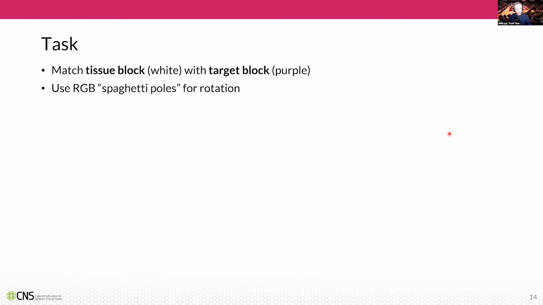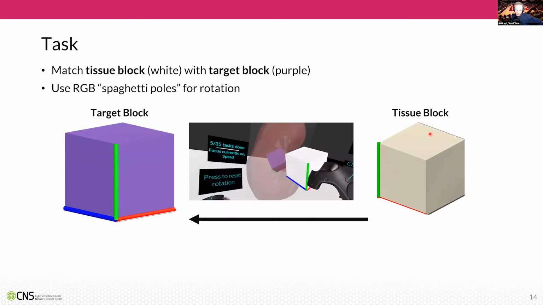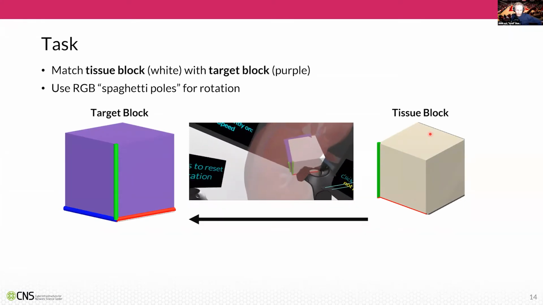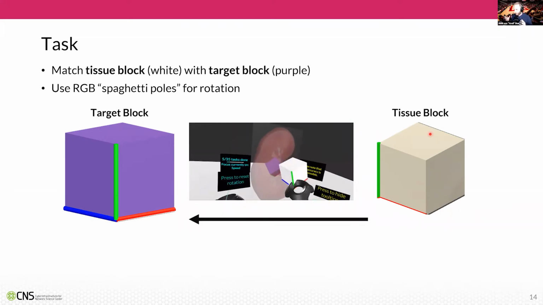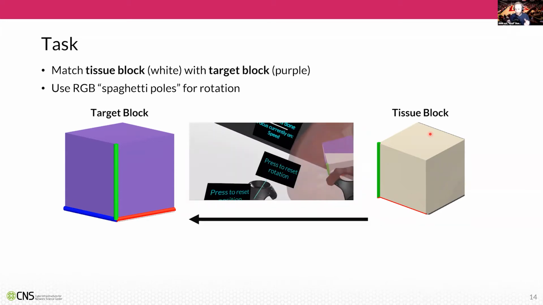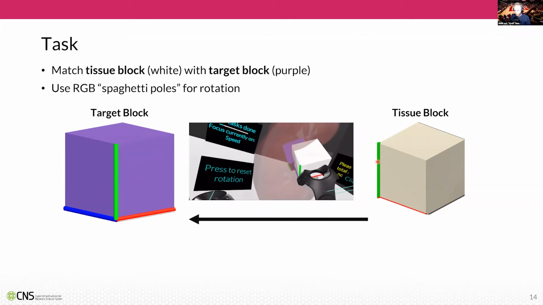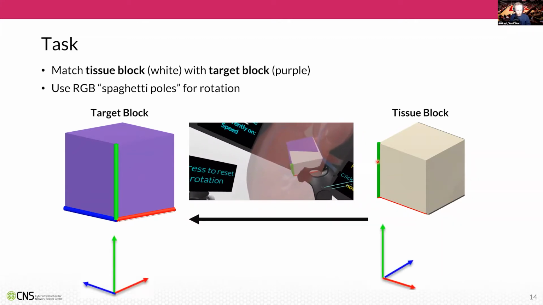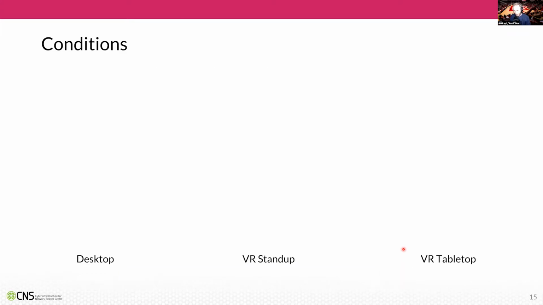All right. So let's again look at what a task is. The idea is to match a tissue block here in white with a target block here in purple. You can see a VR stand-up user doing that here. That's how this worked. And we're using RGB spaghetti poles for rotation, just because there are 6 different combinations when you match 2 cubes in rotation that would theoretically be correct. But in order to make sure there's only one possible solution, we added these poles. And we're going to represent rotations with these arrows for the rest of the talk. Now let's again have a closer look at the conditions.